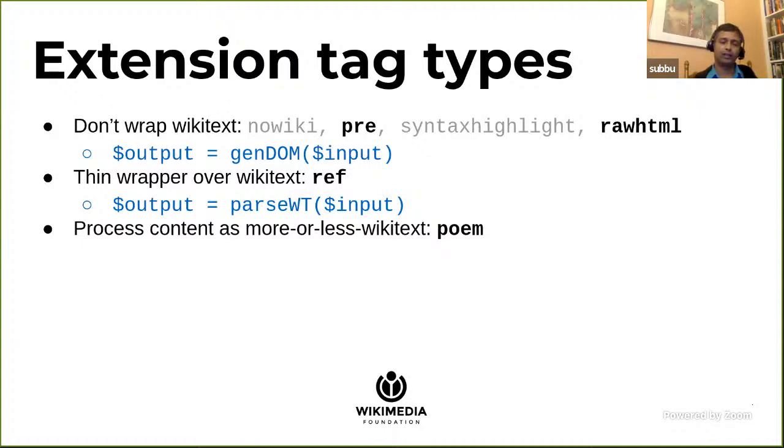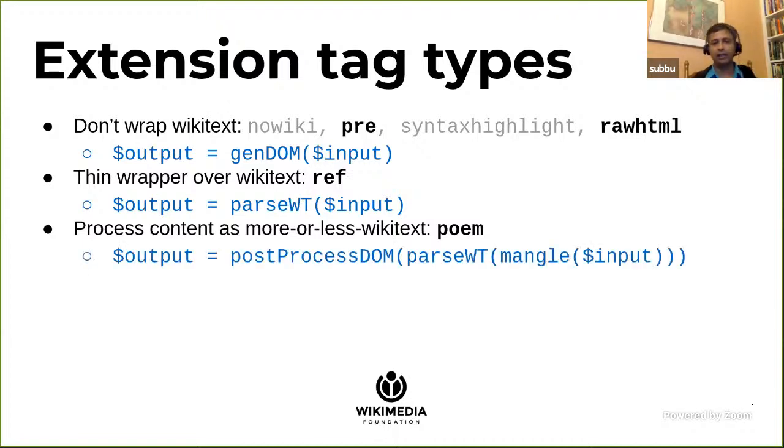Thirdly, you may have extensions like poem, where the content is more or less wikitext, but it has some special semantics. Given that Parsoid does not support special semantics, if you need to support them, the extension will have to do that itself. So you take your input, which is more or less wikitext, and mangle it to make it wikitext. And then you pass this canonical wikitext to the parse wikitext API method that the API provides you. You get a DOM, you then post-process the DOM based on the fact that you had mangled the input, and then you get the output.